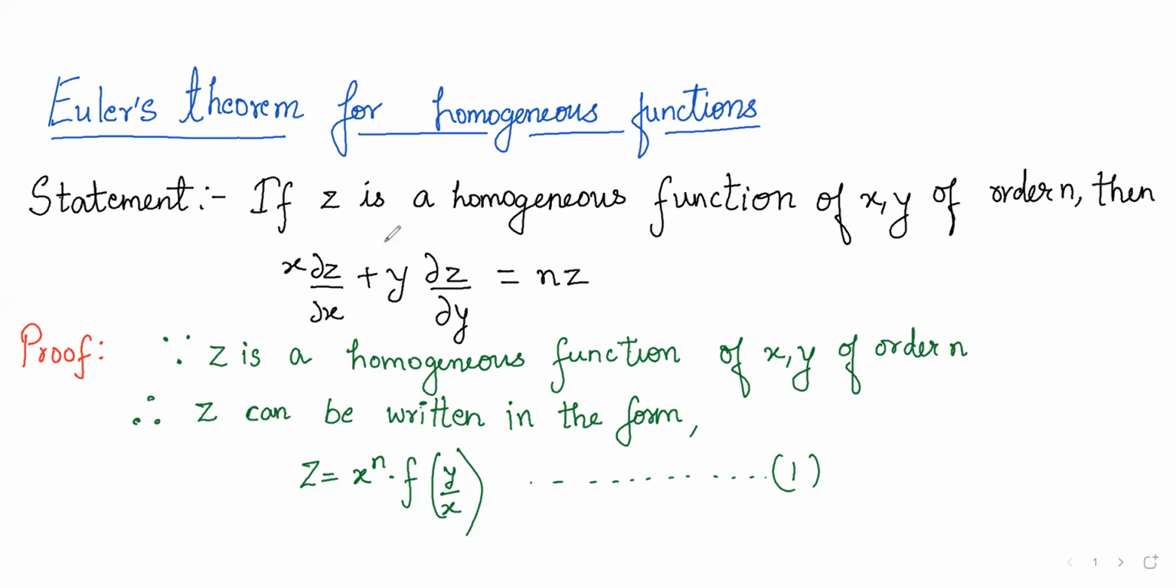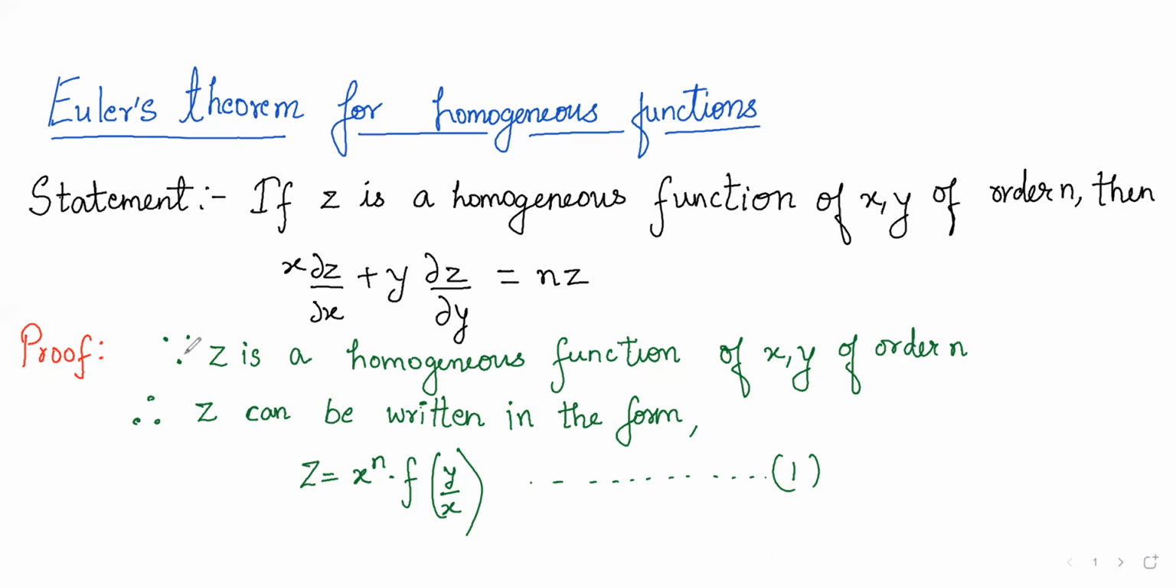Now we consider that z is a homogeneous function of x and y of order n. Then x del z by del x plus y del z by del y is equal to nz. This is the statement of Euler's theorem for homogeneous functions. Now we can prove this.